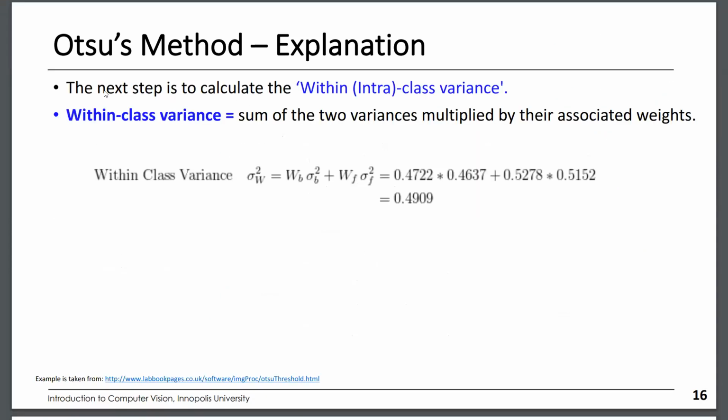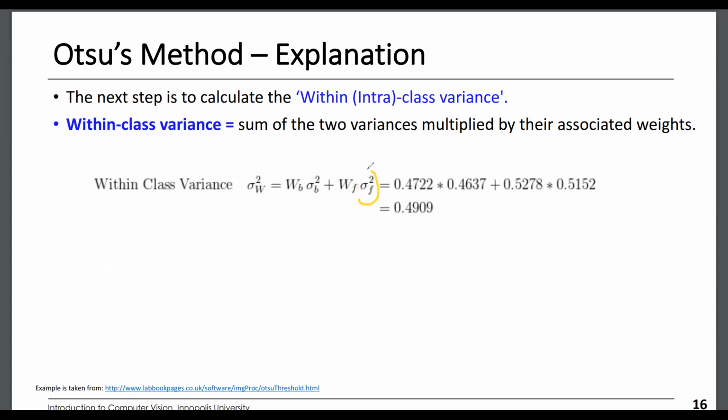So the interclass or intra-class variation, or within class variance, is equal to the sum of the two variances multiplied by their associated weights. So again, as we have described earlier, we're trying to calculate the sum of the two variances, but instead of just doing the normal sum, we're doing a weighted sum based on how many pixels are in the background and how many pixels are in the foreground. So this helps that parabolic function be even smoother than just a normal sum.